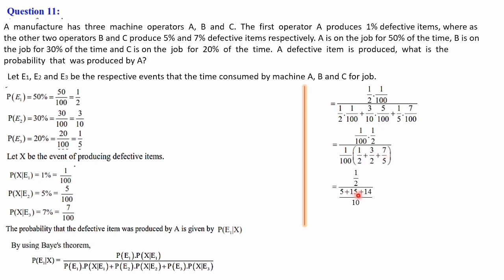So 5 plus 15 plus 14 divided by 10, that is equal to 1 by 2 divided by 34 by 10, since 5 plus 15 is 20, plus 14 is 34. That is equal to 1 by 2 into, taking the reciprocal of this and multiplying, 10 by 34. So we can cancel 2 and 10, that is 5 divided by 34. This is the required probability.